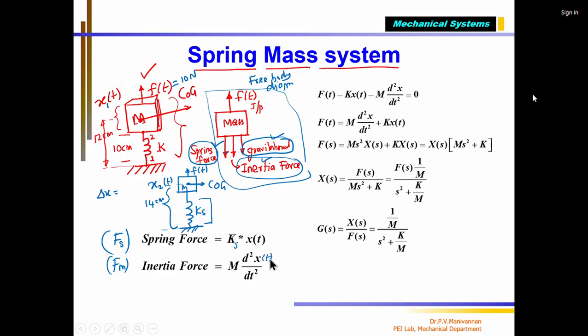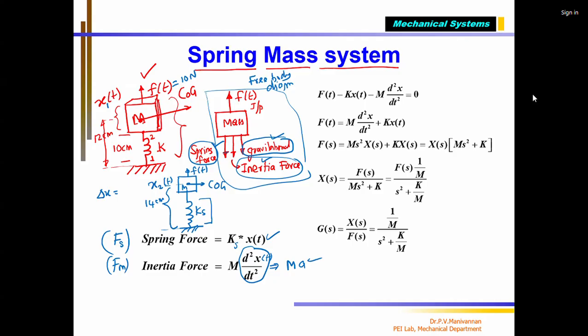X of t is nothing but the position of the mass element with respect to the reference level. So this we can write as m into a, where a is nothing but acceleration. Now that we have two elements, using these two elements we formed a mechanical system. That mechanical system is shown here. Correct?